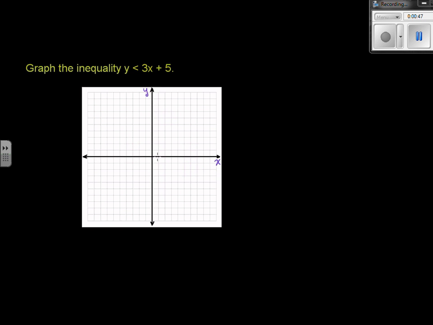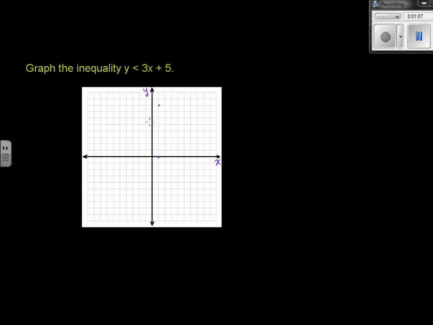So let's say we take x is equal to 1 right there. 3 times 1 plus 5. So 3 times x plus 5. So 3 times 1 is 3, plus 5 is 8. So 1, 2, 3, 4, 5, 6, 7, 8. This is saying that y will be less than 8. y will be less than 3 times 1 plus 5.